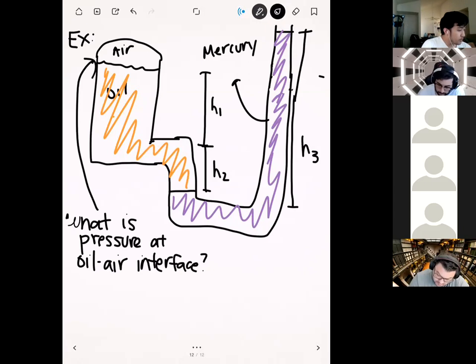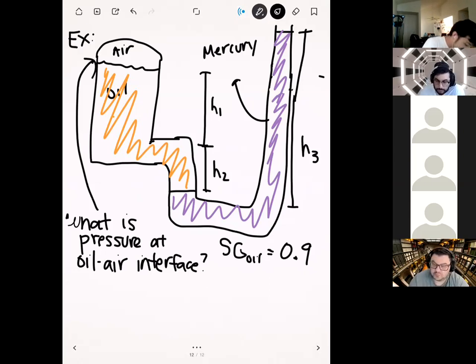Okay. And so let's put some numbers on this. Let's express the specific weight of the oil in terms of its specific gravity. Remember, specific gravity is the ratio between the specific weight of this fluid compared to the specific weight of water. Let's say the specific gravity of oil is 0.9. What that means is that the oil has a specific weight that's 90% of the specific weight of water.